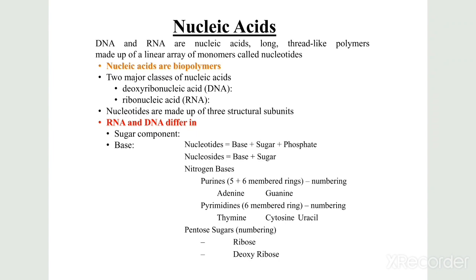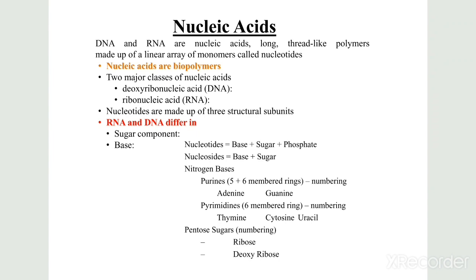Purines are double ring structure. A 5-member ring is attached to the 6-member ring. They are adenine and guanine. If we see the pyrimidines, there are thymine, cytosine and uracil. Uracil is used in RNA while thymine is used in DNA.